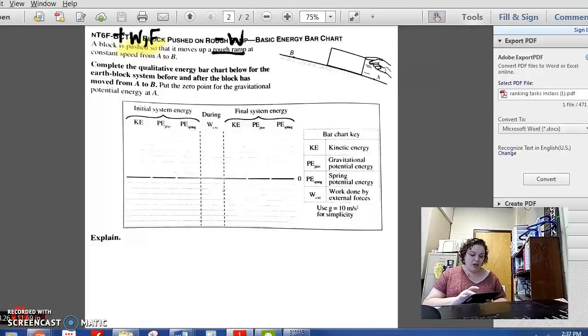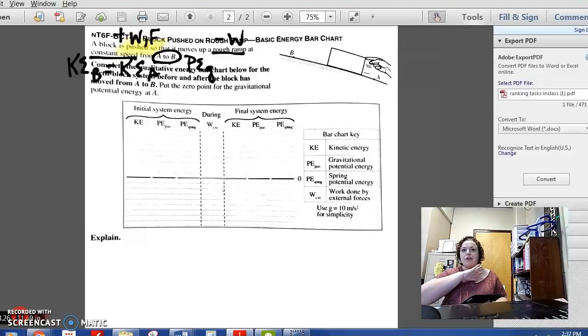We have to keep in mind that it moves at constant speed. Constant speed is going to mean that there is no change of energy from the beginning to the end. They're all going to be the same amount of energy. And if you're getting a shadow on your screen, really sorry. So this means that KE before equals KE after. And because it moves from A to B, and B is up, we know that we have some type of gravitational potential. So let's go ahead and put all of this stuff together.